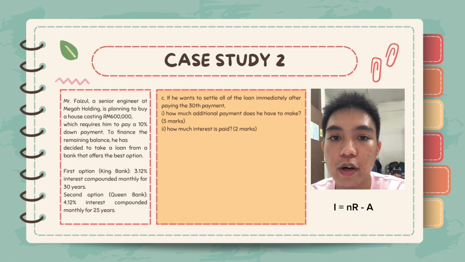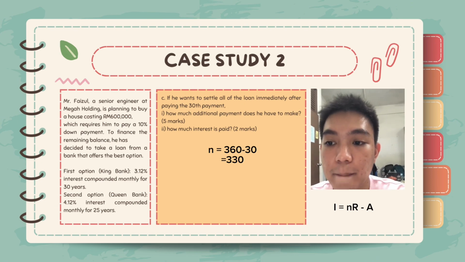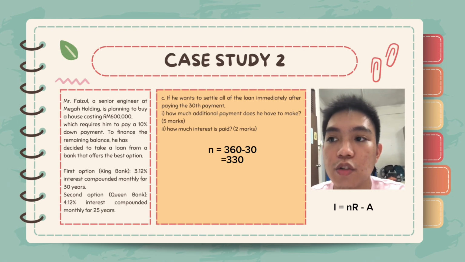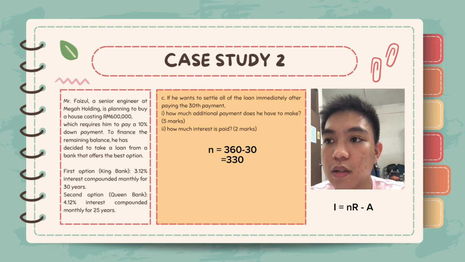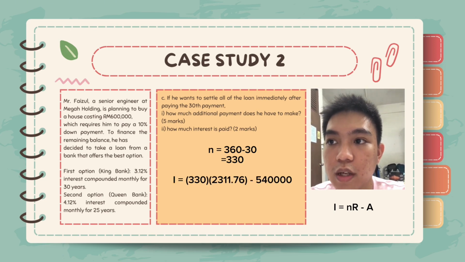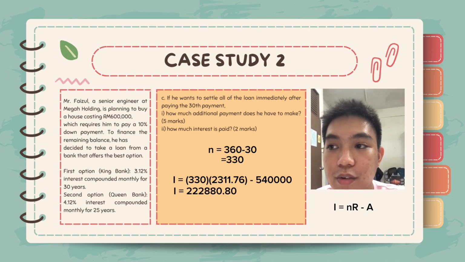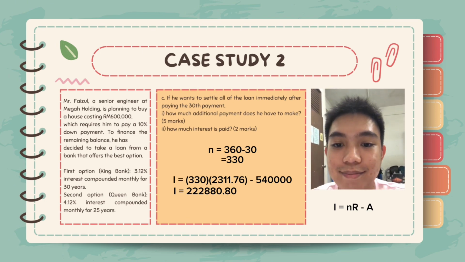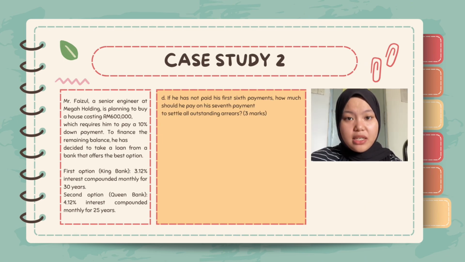To answer question C2, we will be using I equals nR minus A because this is the formula for interest paid. First of all, we will take 330 as n because originally it is 360. The question stated that he has paid the 30th payment, therefore we should minus 30 from 360. And after inserting R and A, you will get 222,880.80 cents.